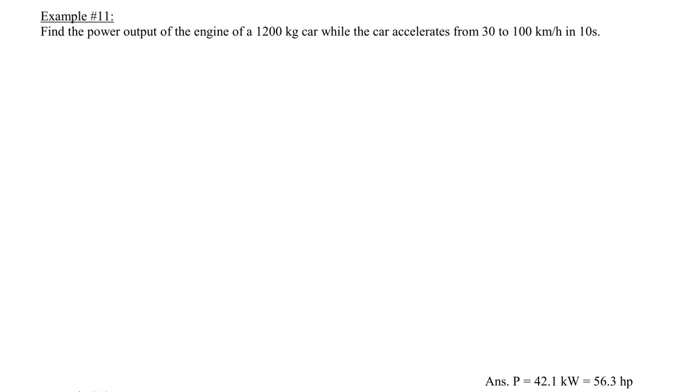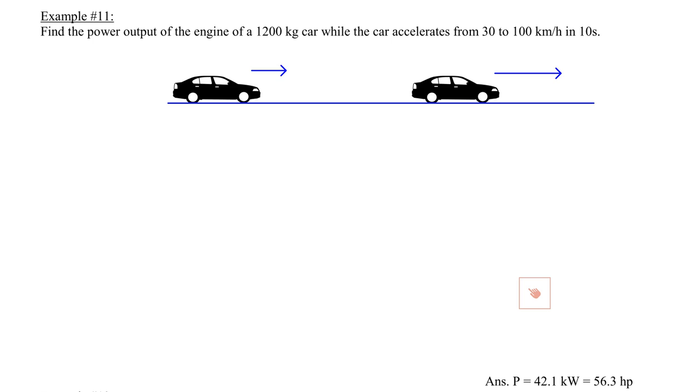Welcome to example number 11. In this question, we are looking at calculating the power of an automobile that is accelerating down the highway. So let's start out by writing our known and also get a little picture shown as well. So we have a car starting off with an initial speed of 30 kilometers per hour. And then finally, after 10 seconds, it reaches a speed of 100 kilometers an hour. And the time that it does this in is 10 seconds.